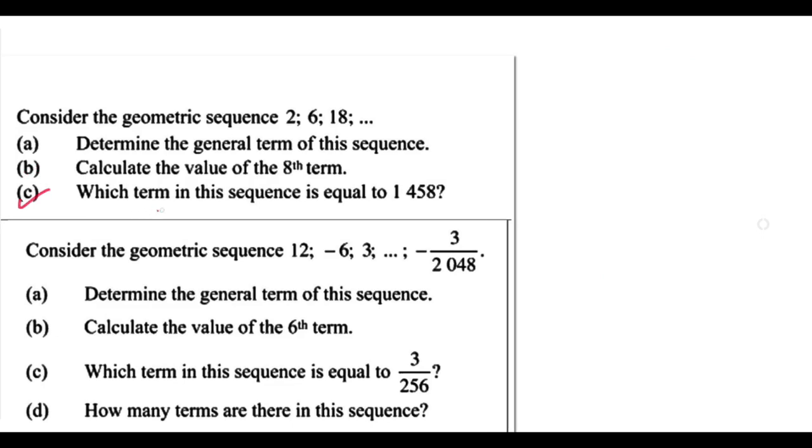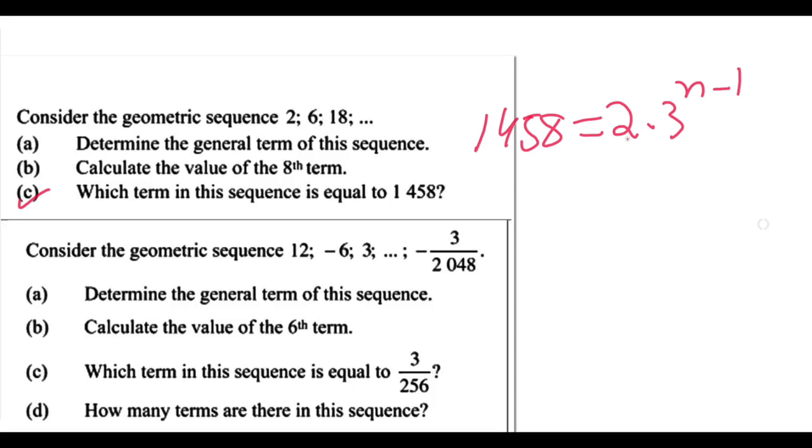Part C, which term in the sequence is equal to 1458? Set up the equation using the general term formula. Tn is equal to 2 multiplied by 3 to the power n minus 1, and set Tn equal to 1458. So 1458 is equal to 2 multiplied by 3 to the power n minus 1.